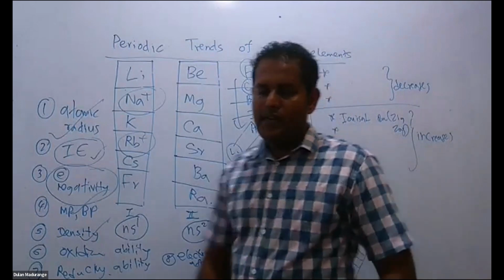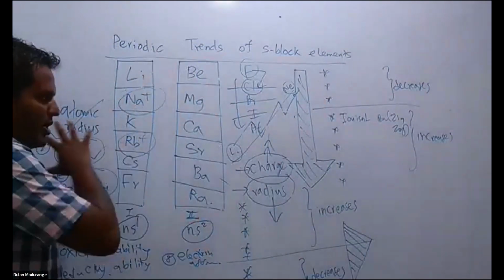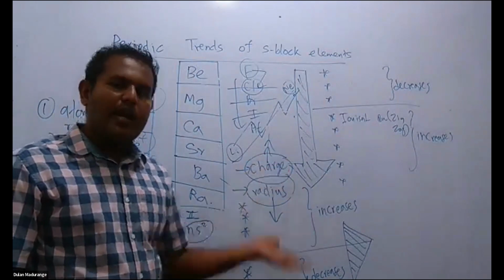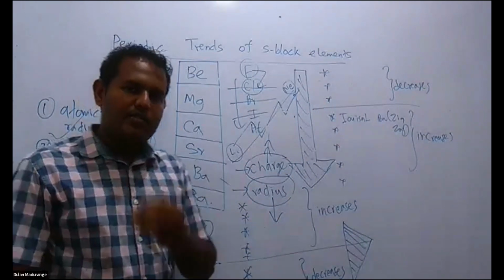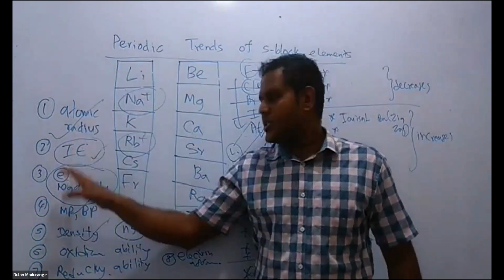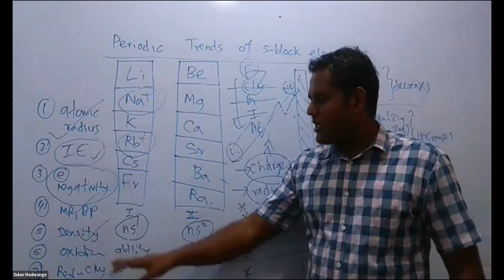So in here, what I have explained are the properties that are increasing and decreasing upwards and downwards. We have discussed the properties: atomic radius, ionization energy, electronegativity, melting point, boiling point, density, then electron affinity, oxidizing ability, and reducing ability.